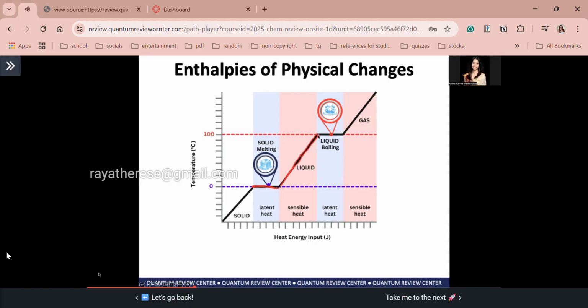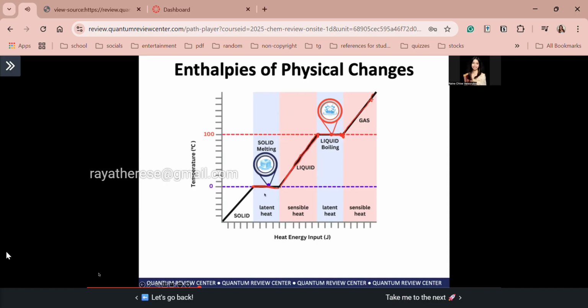But once you reach 100 degrees Celsius, the liquid will be converted to gas. Okay? So, you have a phase change from liquid to gas at the boiling point. Lastly, your water vapor, guys, when it is further heated, will eventually become a supercritical fluid.